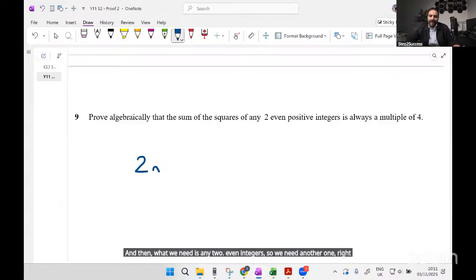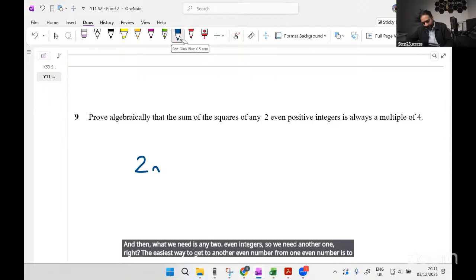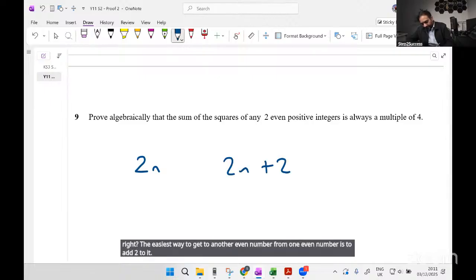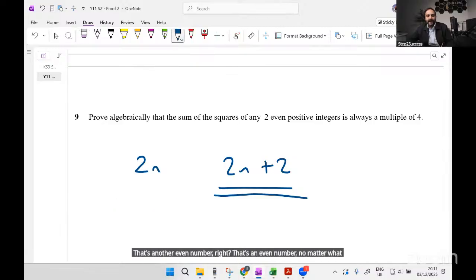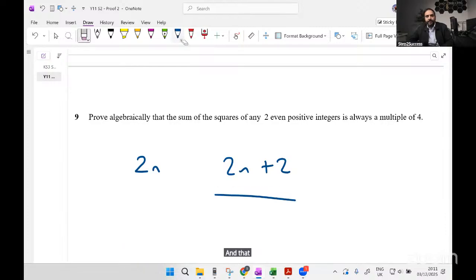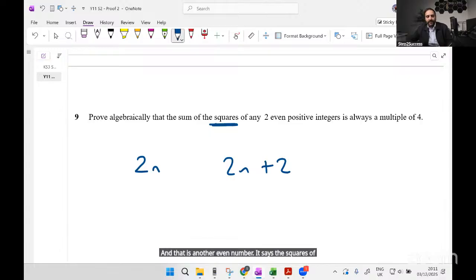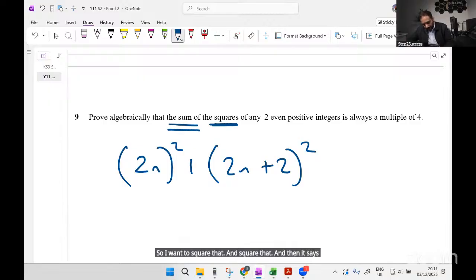The easiest way to get to another even number from one even number is to add 2 to it. That's another even number, right? That's an even number, no matter what n is, assuming n is a whole number, and that is another even number. It says the squares of two positive numbers. So I'm going to square that and square that. And then it says the sum, so I'm going to put a plus in the middle. And then again, we just need to expand correctly and simplify.